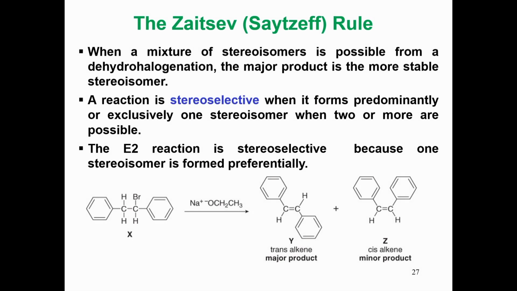Using Zaitsev's rule, we can also obtain a more stable product using stereoselectivity. In that case, we form two products. One is trans and one is cis. The trans becomes the most stable over the cis because in trans there is less steric hindrance than that seen in the cis isomer.